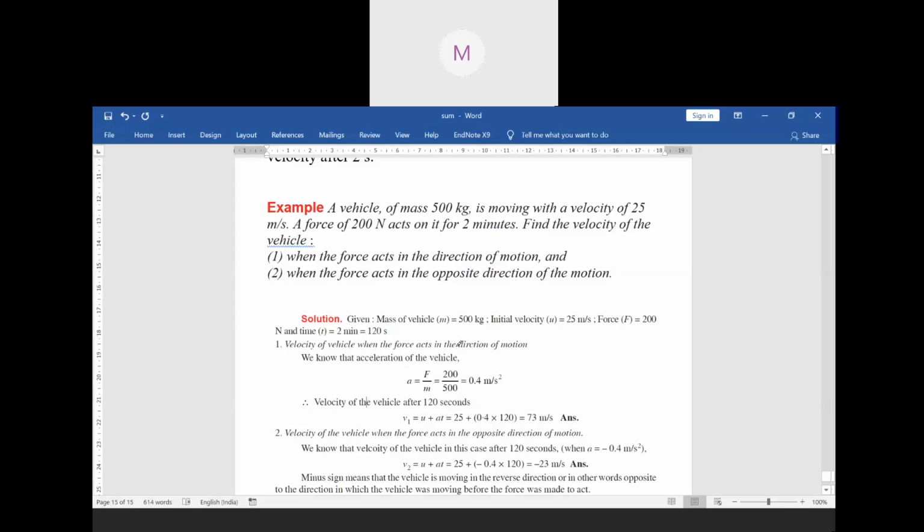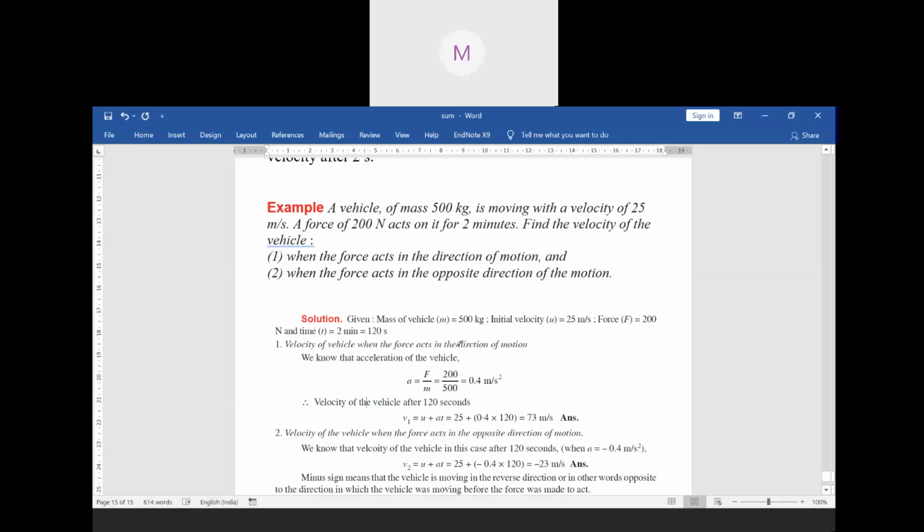I'm just showing you the solution. We'll discuss this numerical again in the next class. Now what you can see here, you found out the acceleration. After that, v equal to u plus at. Now here a is 0.4. So you got a positive a, and then you got the answer. That one is correct.